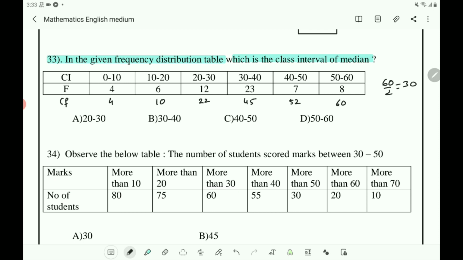Which CF is nearer to and greater than this 30? You must consider this 45, and its class is 30-40. So which is the median class? Which is the class interval of median? That is 30-40.